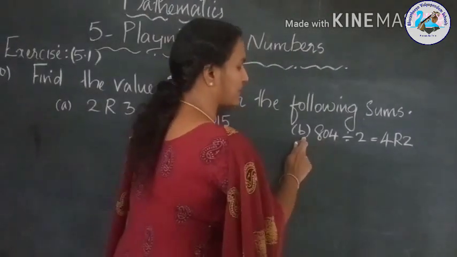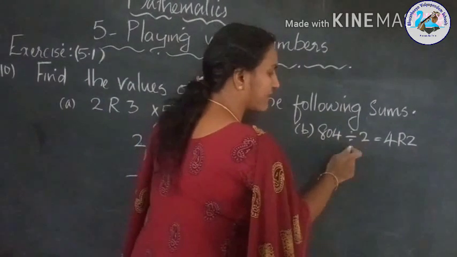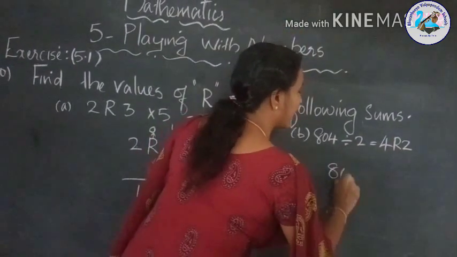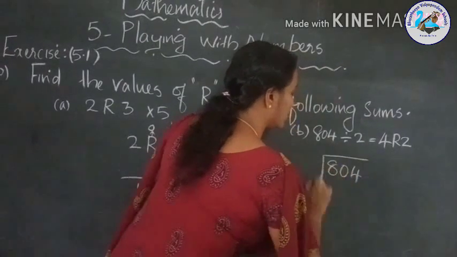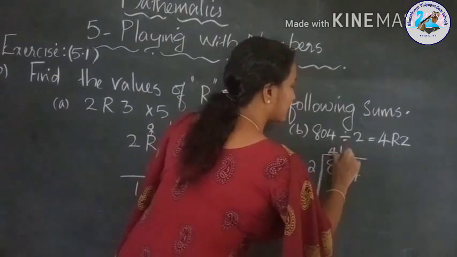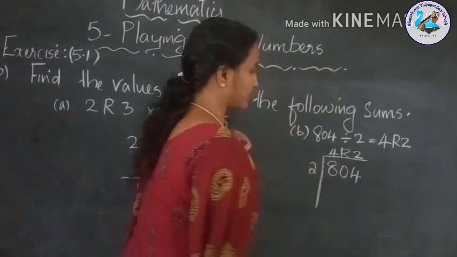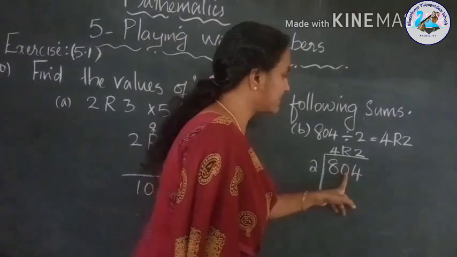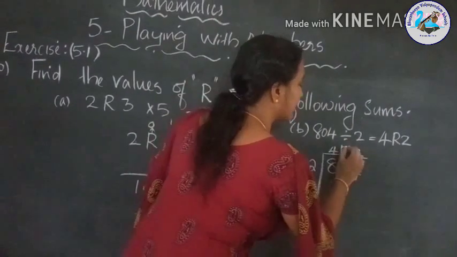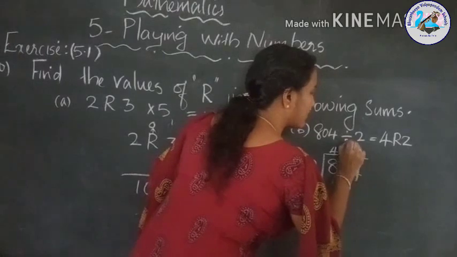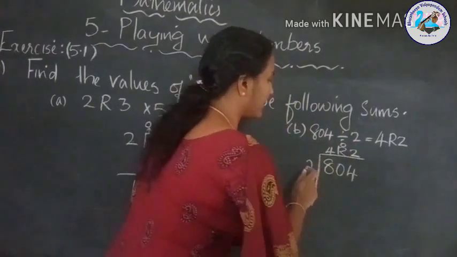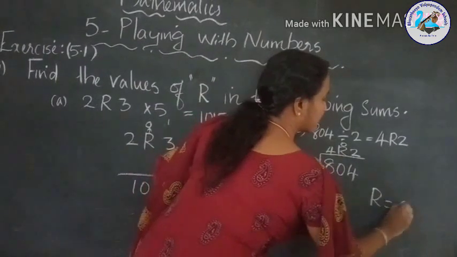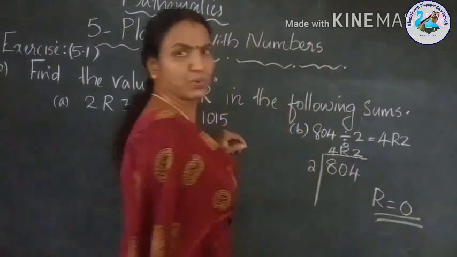The next one is option B. 804 divided by 2 is equal to 4R2. The quotient is 4R2. 4 2s are 8. The next number is 0, so the quotient is 0. So the possibility of R is 0. Then 2 2s are 4. So the value of R is 0.